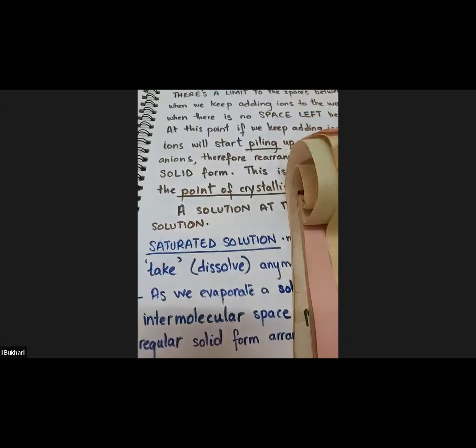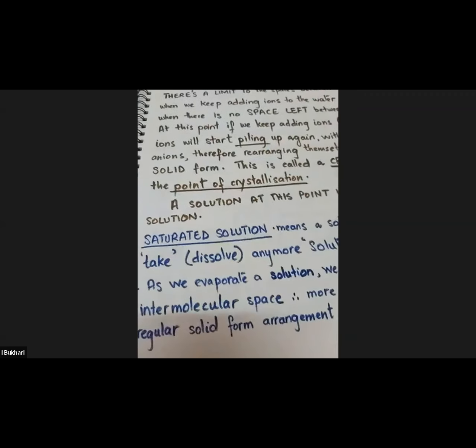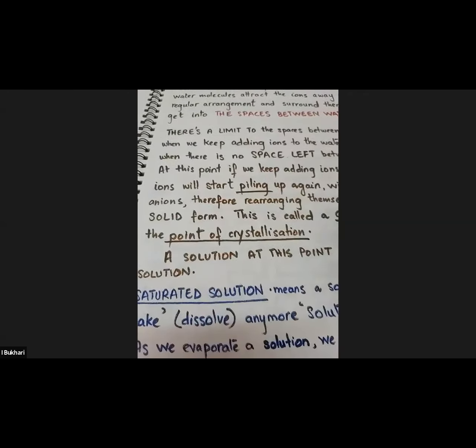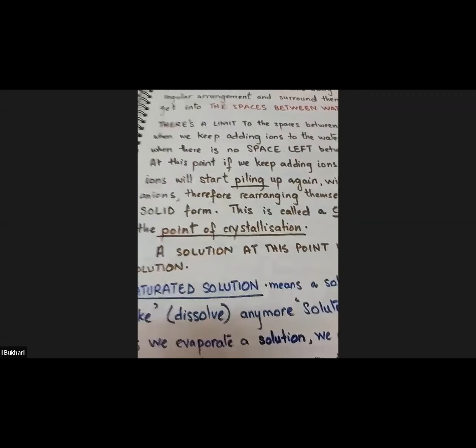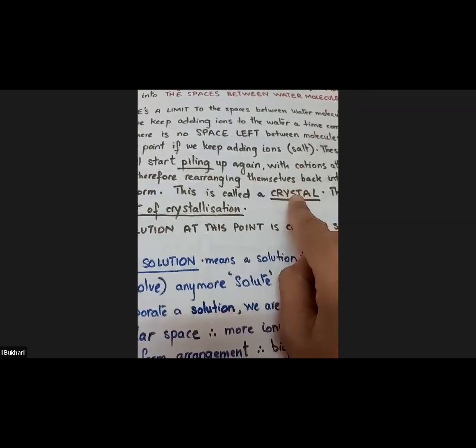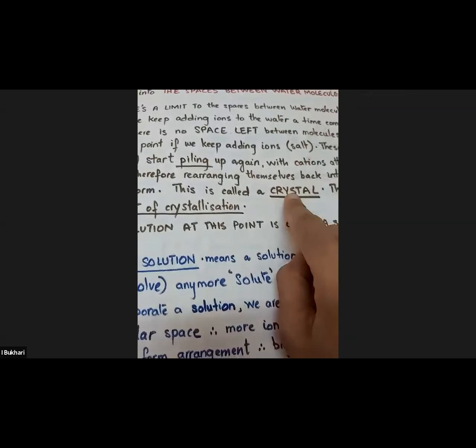Now, what is a crystal? A crystal is just a grain of solid salt. We use the word crystal for the solid grain of a salt. Whenever you come across this term, it means solid state, right?